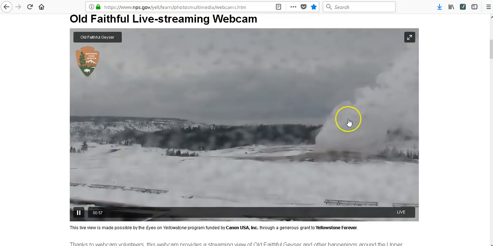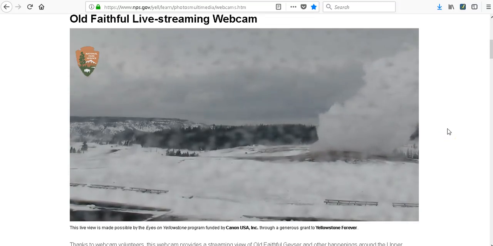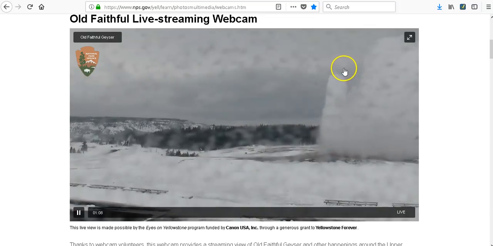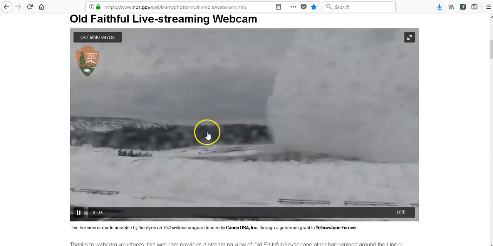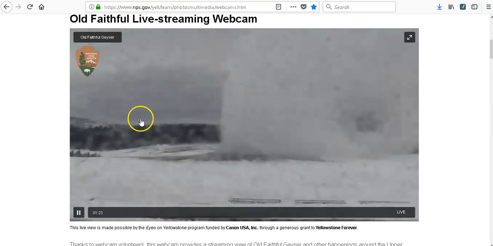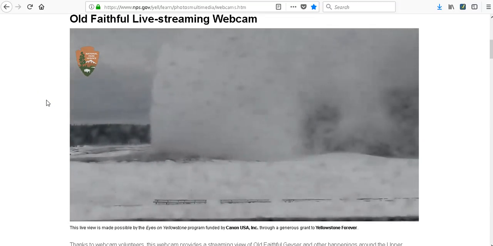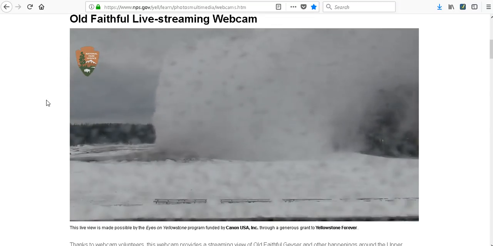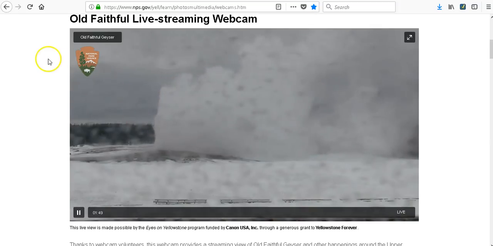Hey, good timing. We got a good little eruption going right now at Old Faithful. Let's see how big it gets. Up there, that's not that big. Oh, it's getting there. Man, they really need to wash this screen right here. Wow, yeah, that's actually quite large. Nice. That was perfect timing. All right, now it's stopping.